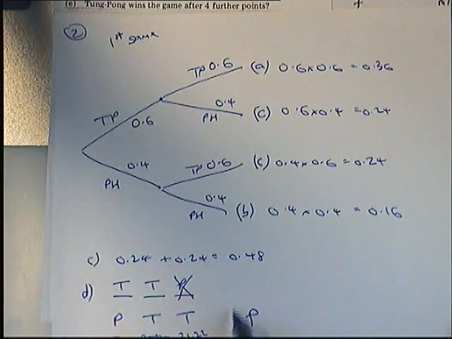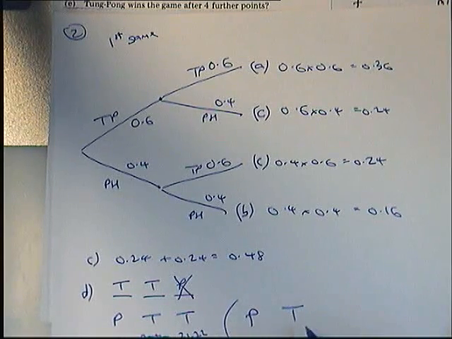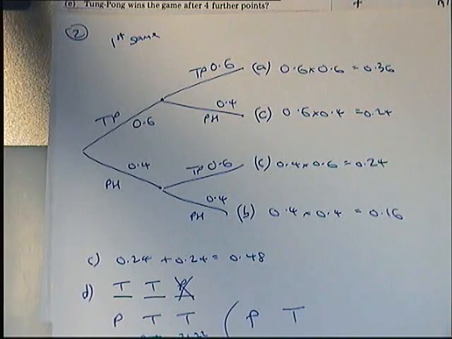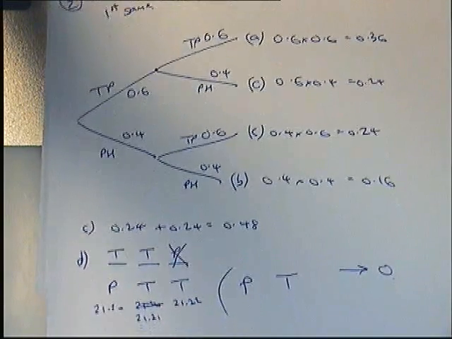If P won the first game and T won the next game, they would be level again. So whoever wins the next one, whether it's P or T, they'll only be up by 1 point, not by 2 points. It's actually impossible. Nobody can win it after 3 more games. So the answer to D was 0.